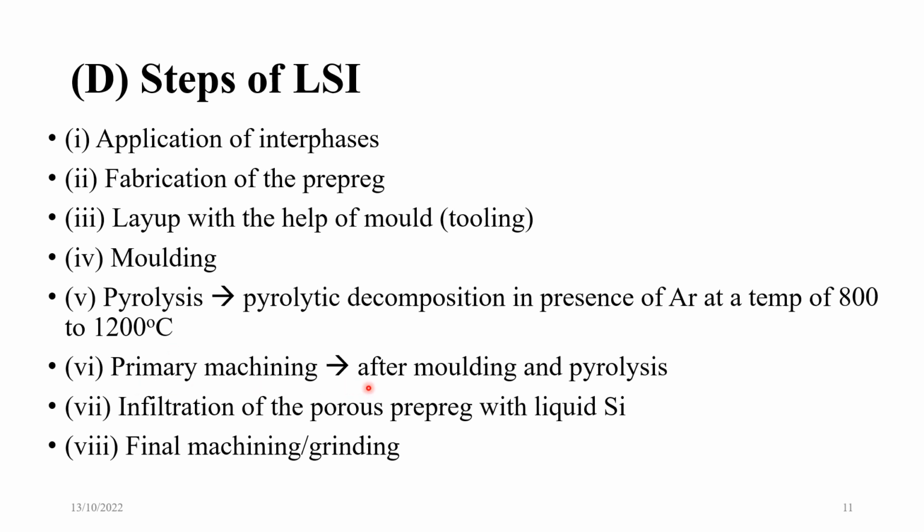Primary machining is required after molding and pyrolysis. As I mentioned, some abrasion operation is required at the surface so that you open up new pores, new channels, and you repeat the pyrolysis and infiltration cycle. Infiltration of the porous prepreg with liquid silicon, and final machining or grinding to desired shape and size.